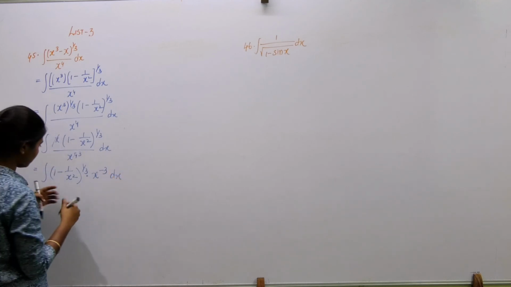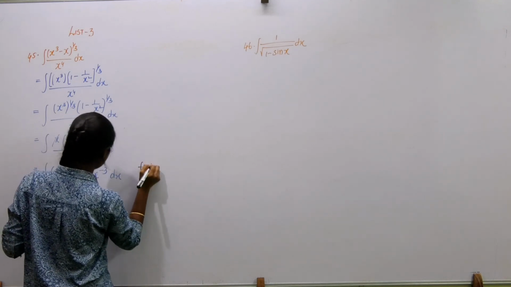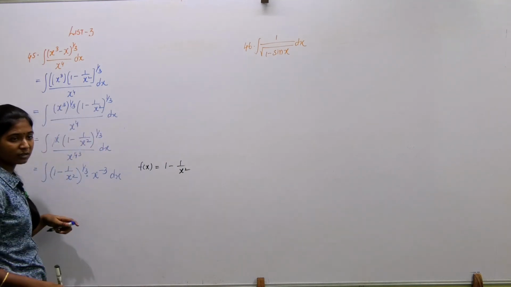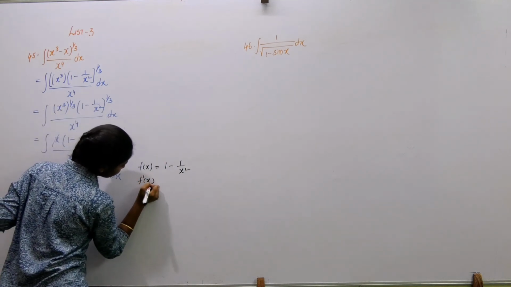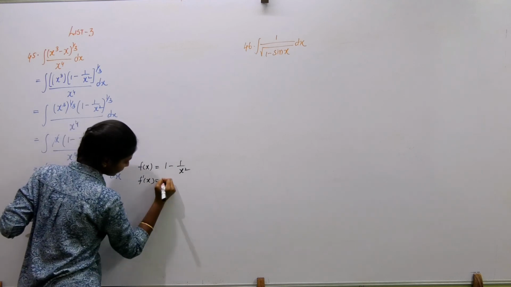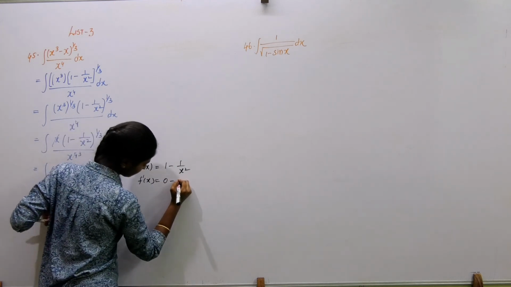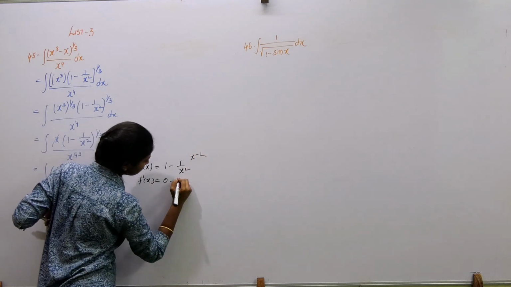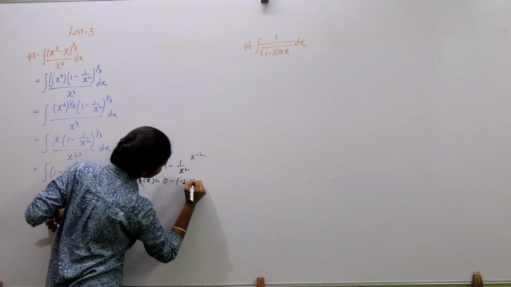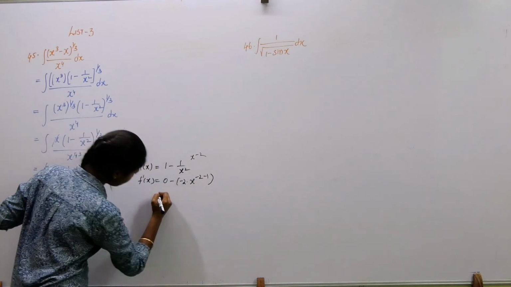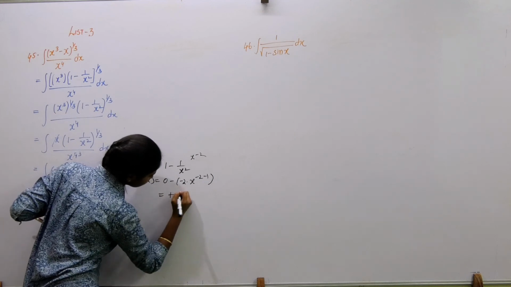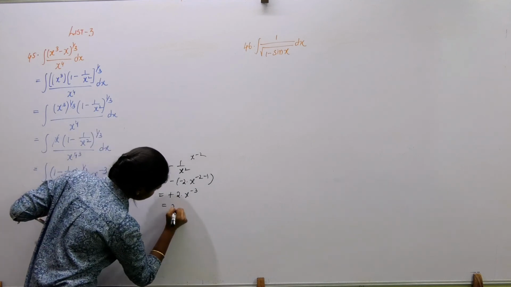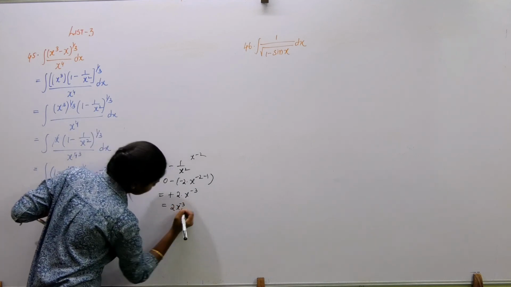Now this is in the form of, let f be equal to 1 minus 1 by x square. Then f dash of x is equal to d by dx of constant 0 minus d by dx of, this can be written as x power minus 2, into x power minus 2 minus 1. It is equal to minus of minus plus 2 into x power minus 3. It is equal to 2x power minus 3, that is 2x cube.